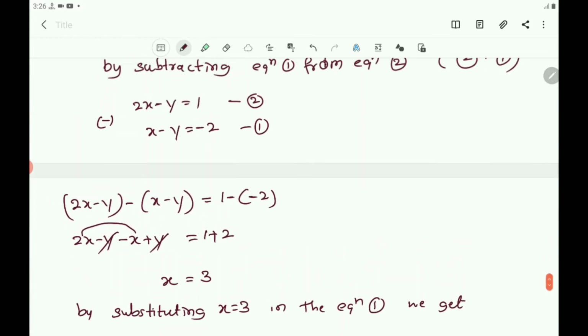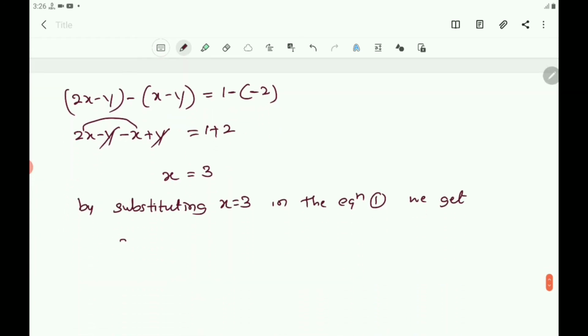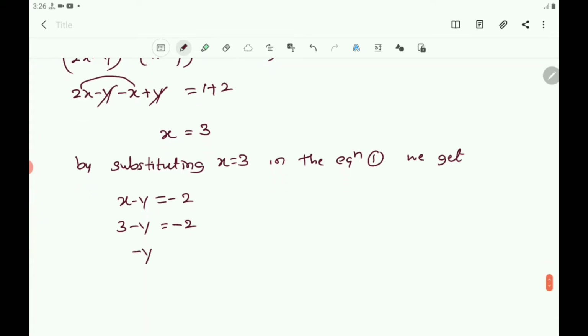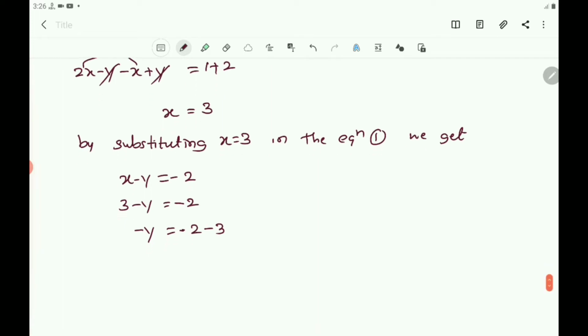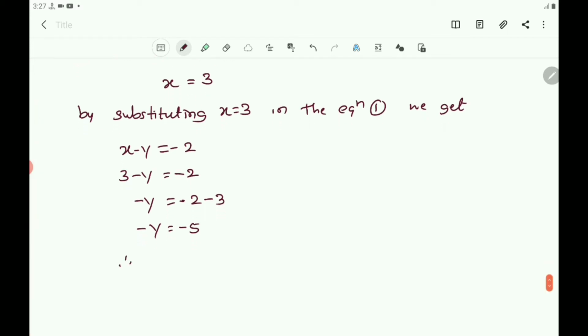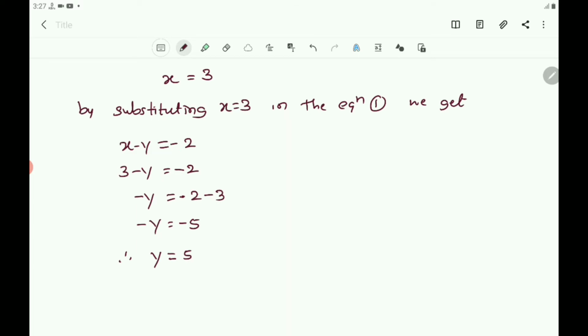So equation 1 is x minus y is equal to minus 2. Then you put x equals 3: 3 minus y is equal to minus 2. Then it becomes minus y is equal to minus 2 minus 3, transferring 3 to the RHS. That becomes minus y is equal to the sum of minus 2 and minus 3, which is minus 5. As they have the same sign, add them and put that sign only. Therefore you get minus y is equal to minus 5, which means remove the negative sign, and that becomes y is equal to 5. You got y is equal to 5.